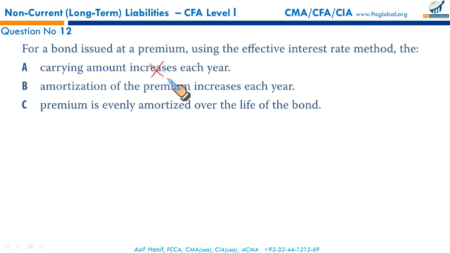But for a bond issued at premium, its carrying amount decreases each year. Wrong. Amortization of premium increases each year. That's correct. Amortization of discount increases each year. Both of these statements would have been correct, because whether it is discount or premium, the amount of amortization of premium or discount increases each year. B is the right answer.